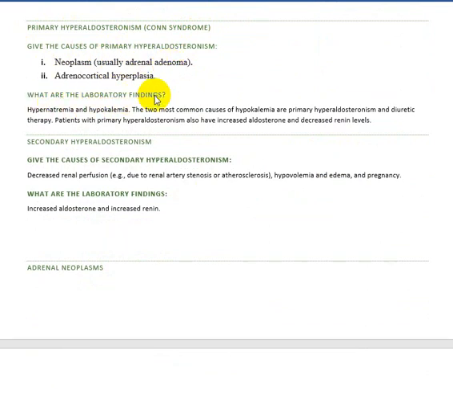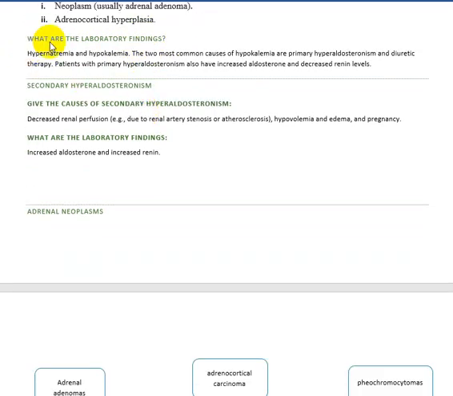So what are the laboratory findings? We need to know that adrenal cortical adenomas are normally non-functional, but 20% of the time they can be functional, causing primary Cushing syndrome and also hyperaldosteronism. The laboratory findings: hypernatremia and hypokalemia, because you have increased retention of sodium and a reduction of potassium. The most common finding is hypokalemia in primary hyperaldosteronism and diuretic therapy.